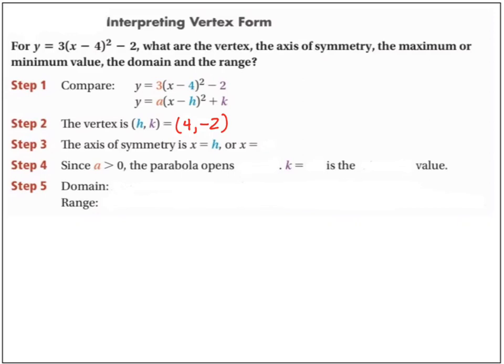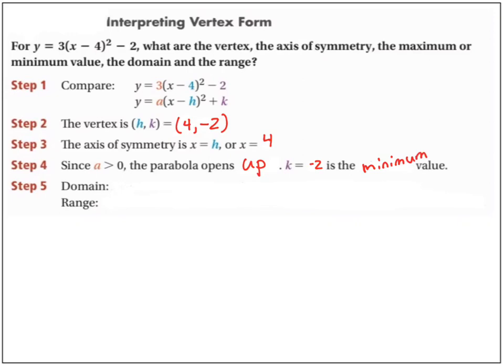The axis of symmetry is x equals h, so x equals 4 in this case. Since our a value in this case is 3, it's greater than 0, so that means the parabola opens upward. So it opens up. And that means that k equals negative 2 is our minimum value.